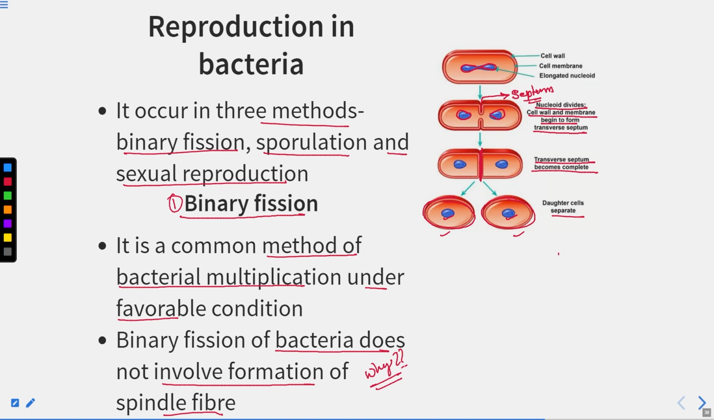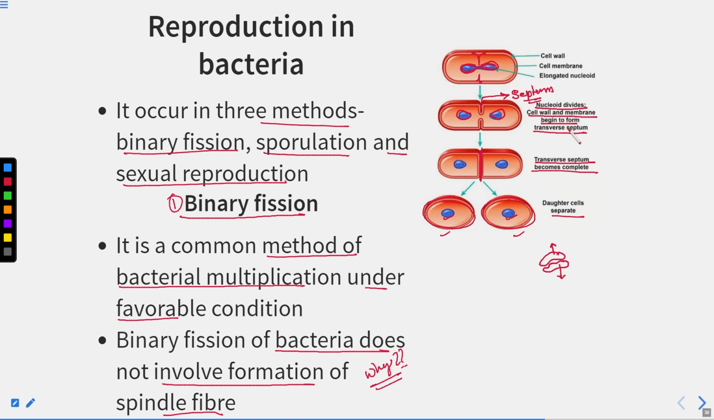Because here only one chromosome is there, and when the two circular chromosomes are formed, one is shifted to one pole and another is shifted to the other pole, which is very simple, right? And this invagination also helps, as it gives pressure for the movement of one nucleoid structure to one side and the other nucleoid structure to the other side.